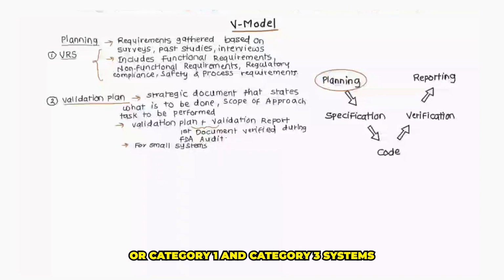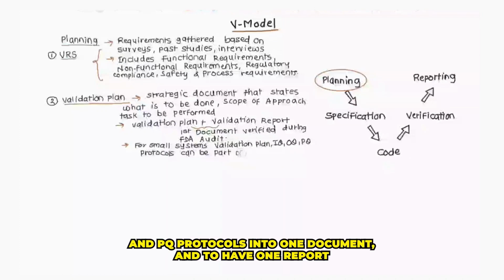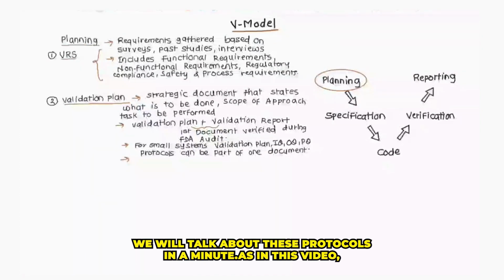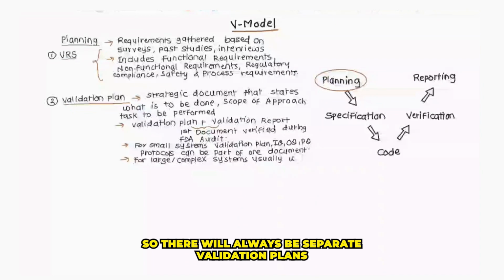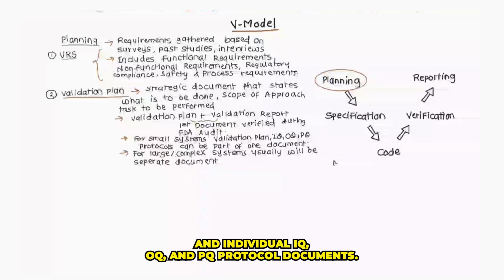For small or Category 1 and Category 3 systems, it is possible to integrate the validation plan and IQ, OQ, and PQ protocols into one document and to have one report summarizing all results. We will talk about these protocols in a minute. As in this video we are taking an example of a Category 4 system, there will always be a separate validation plan and individual IQ, OQ, and PQ protocol documents.